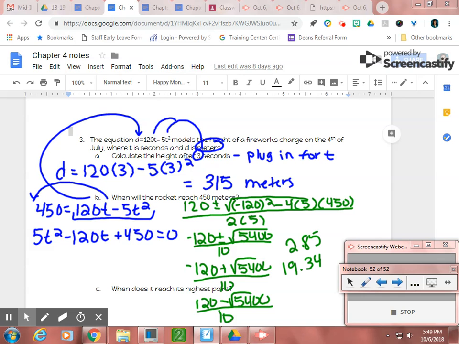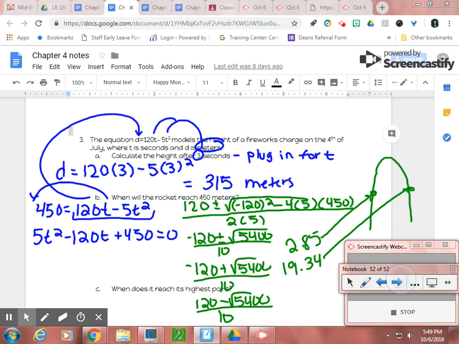But think about it. When you're shooting off a firework, the firework goes up and it comes back down. So at 2.85 seconds, it's going to hit that here, and it's going to come back down, and it's going to hit over here. So that should be logical because it's going up and coming back down. So it's going to hit that height twice.